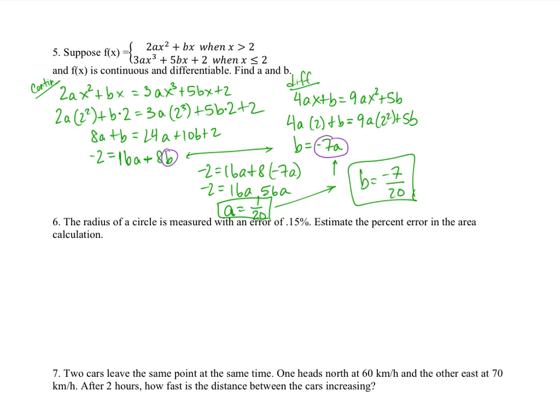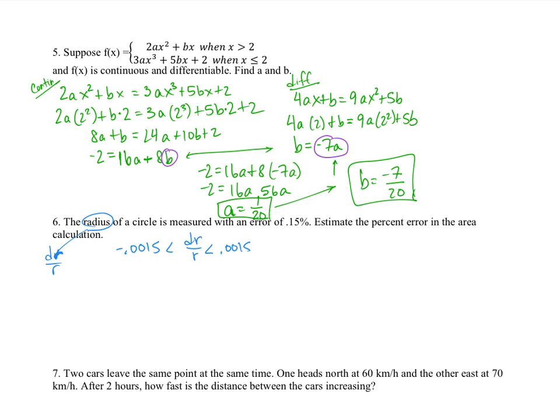All right, almost to the finish line. Moving on to the next problem. Here we have a radius of a circle that is measured with an error percentage of 0.15%. We need to estimate the percent error in the area calculation. So they gave us a 0.15% error, so this is 0.0015. This is the change in the radius, our dr. It will be negative 0.0015 on this side, positive on that side.